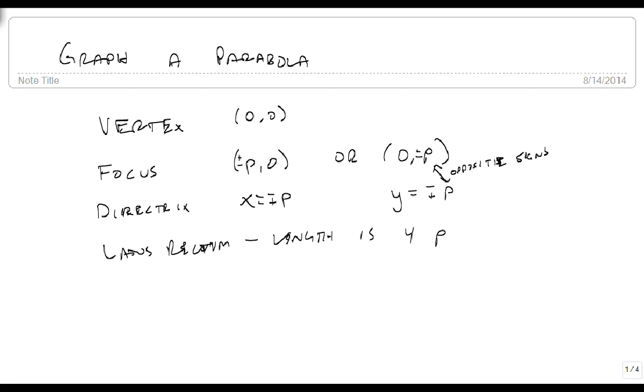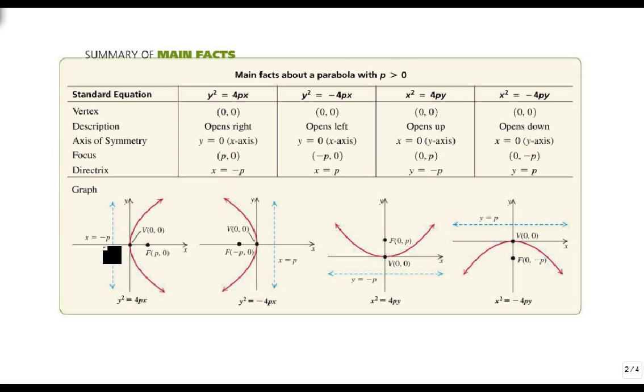This next page has a chart that outlines all the graphs. So here's our y squared equals 4px. Notice that the y is squared, then it's going in the left or right direction, positive to positive infinity, negative to negative infinity. If the x is squared, then it's going up or down, just like we would expect. It goes up if it's positive, and it goes down if it's negative. Notice the vertex is the same. It tells us which direction it opens. It gives us the axis of symmetry, which will always be one of the axes until we start translating. Notice the signs on the focus, and the directrix has the opposite sign of p. For the y squared it's an x equals, and for the x squared it's a y equals.